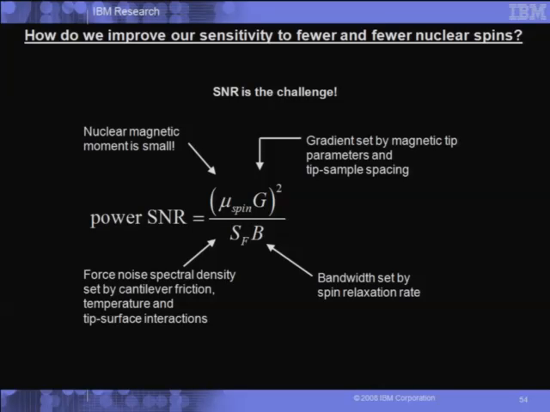How can we get to what you originally advertised, which was an atomic scale microscope? Well, the signal-to-noise ratio is actually quite a simple expression. We're measuring variances, so what you have to consider is a power signal-to-noise ratio.